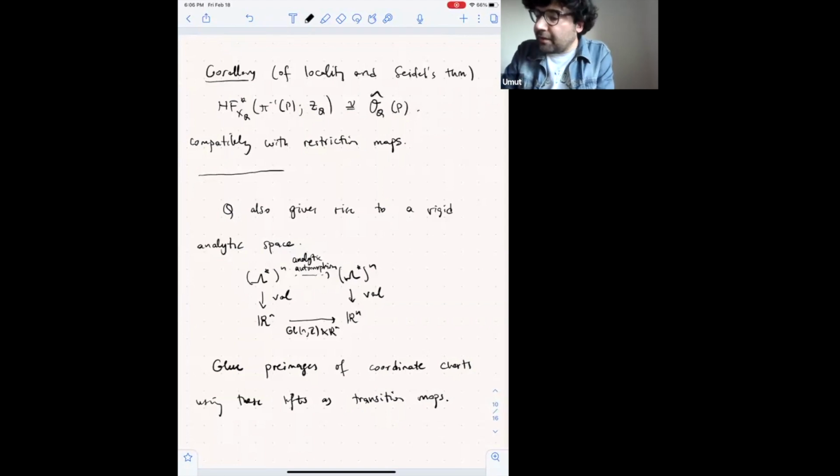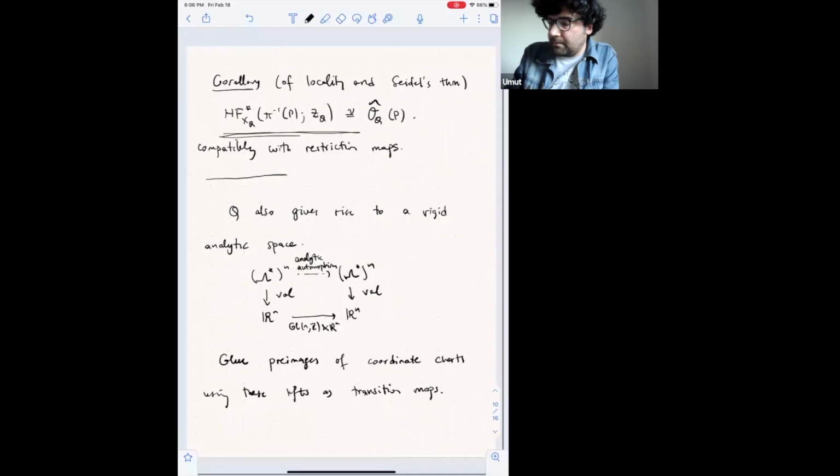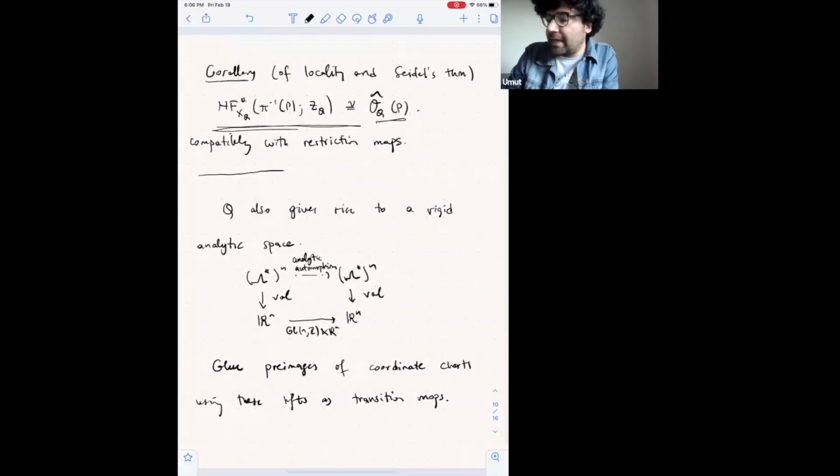So the corollary of the theorem is that I now have a computation of this relative Lagrangian Floer homology group in this global situation. It's again given by this completed algebra of functions on P, which by definition is a local thing. And again, this is compatible with restriction maps. Okay, so what am I trying to do with this?